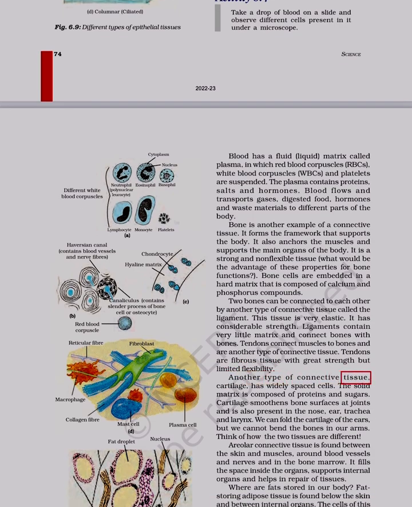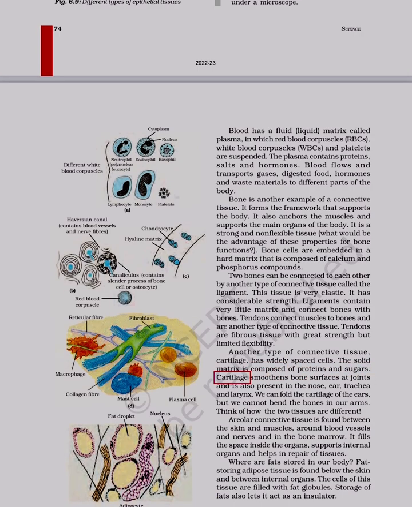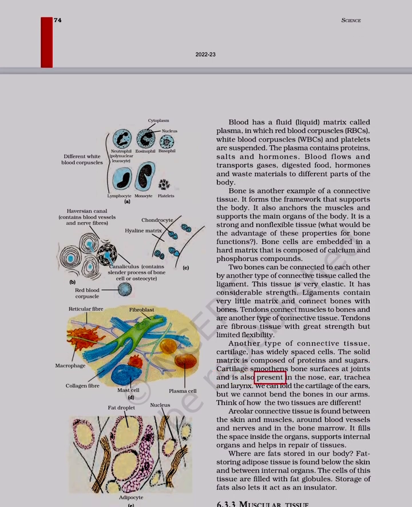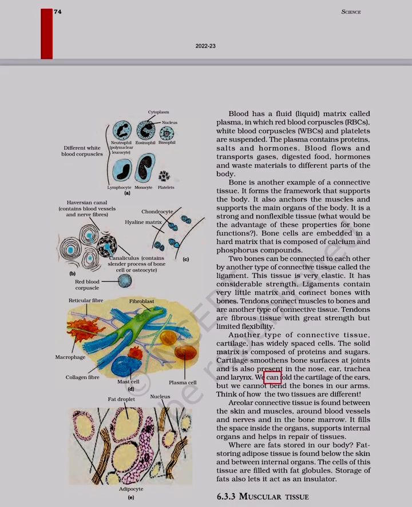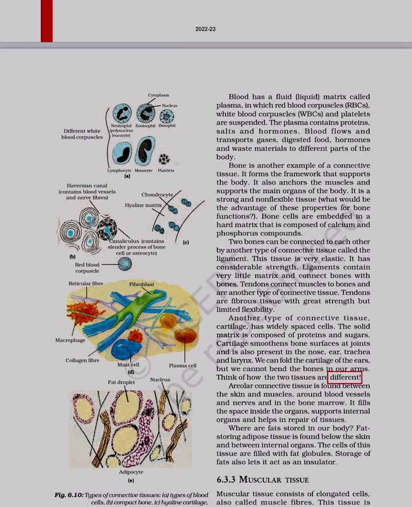Another type of connective tissue, cartilage, has widely spaced cells. The solid matrix is composed of proteins and sugars. Cartilage smoothens bone surfaces at joints and is also present in the nose, ear, trachea and larynx. We can fold the cartilage of the ears, but we cannot bend the bones in our arms. Think of how the two tissues are different.